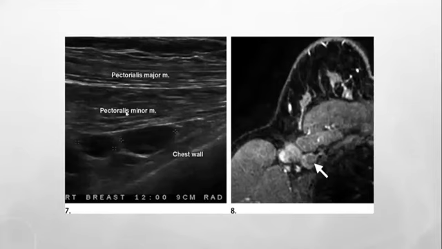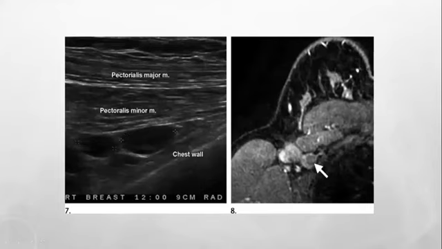This is the pectoralis minor, pectoralis major, and the chest wall. So we are dealing with which level of lymph node? And this is the same patient here. Level 2. It's posterior to the pectoralis, so it will be level 2.